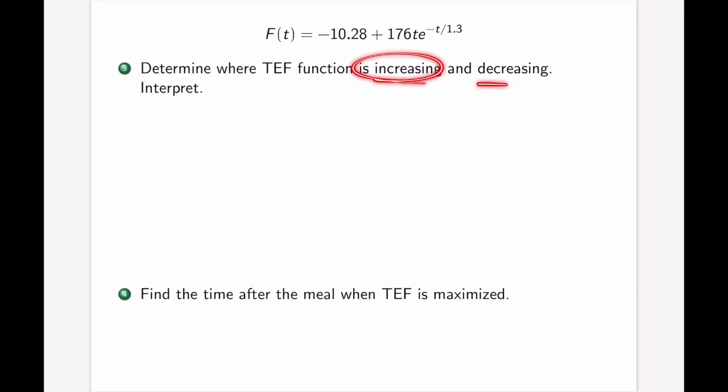If we're interested in increasing and decreasing behavior, we are of course interested in the critical points and then the behavior of the derivative of the function. Remember that we've already computed the derivative on the previous slide, and now we simply need to set it to be 0 or not existing and compute the critical points. So the derivative from the previous slide was 176 e to the power minus t over 1.3, followed by the second portion of our product rule.